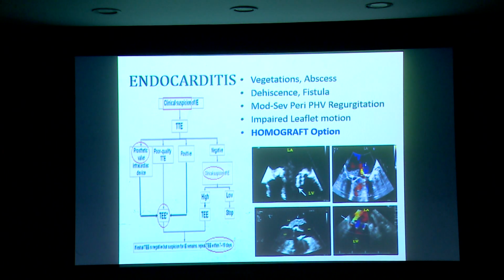Endocarditis is the complication here. You can see how it can present. You can have vegetations here. They can cause dehiscence of the valve with paravalvular regurgitation. Out here, there can be abscesses in the root. You can see a thickened root here, a thickened annulus.